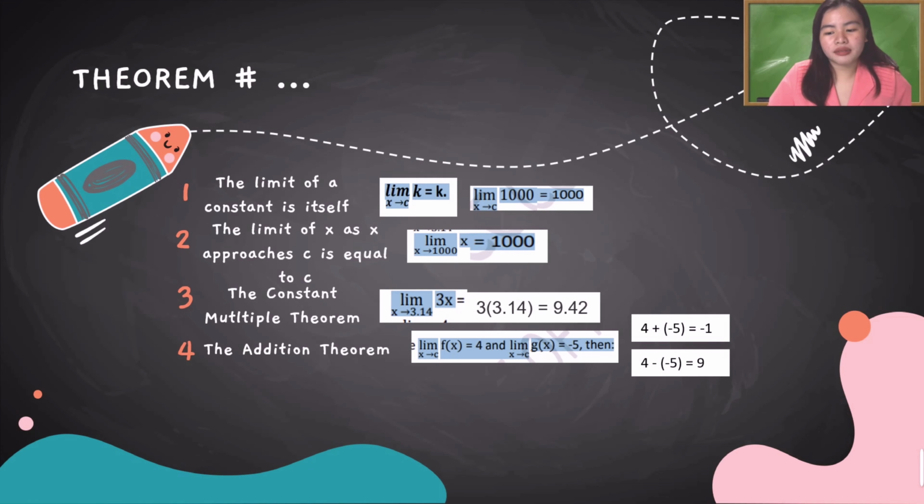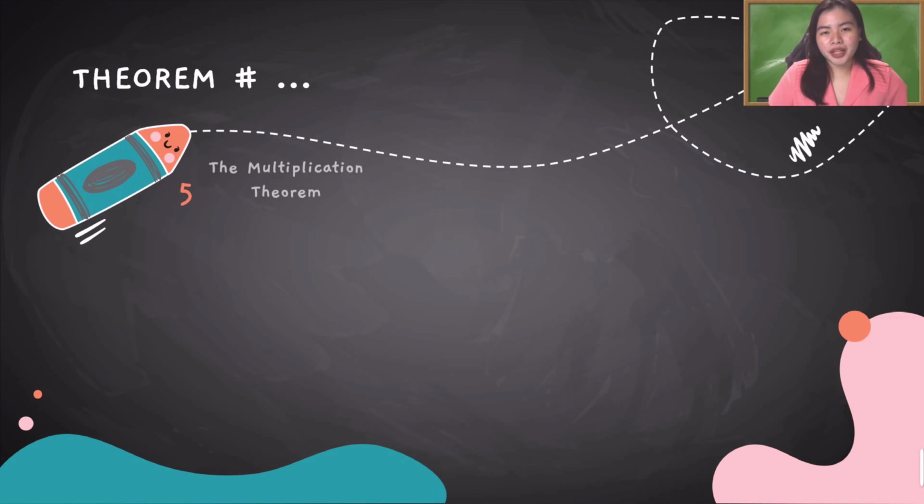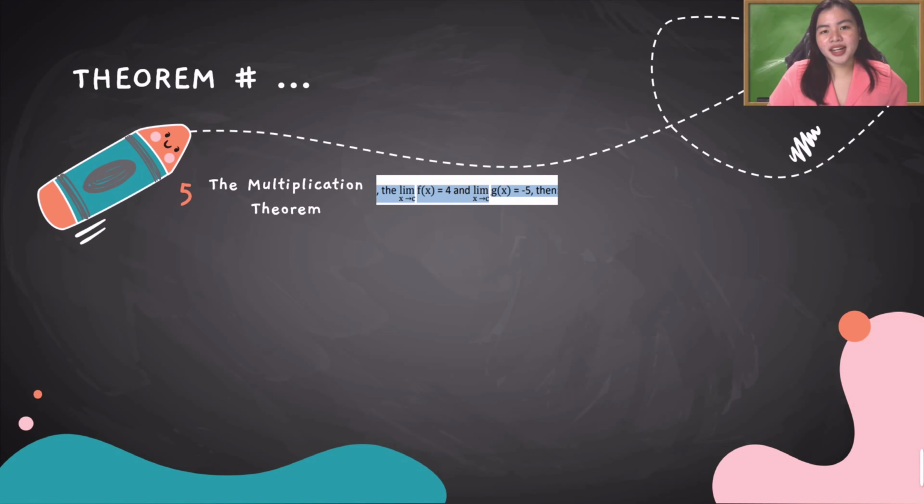The fifth theorem is called the multiplication theorem, which is very similar to the previous theorem, but the difference is the operation involved. In this case, we will be using multiplication. So the limit of a product of functions is equal to the product of their limits. For example, the limit of f of x as x approaches c is 4, and the limit of g of x as x approaches c is -5. So we will multiply both limits and then simplify: 4 times -5 equals -20.